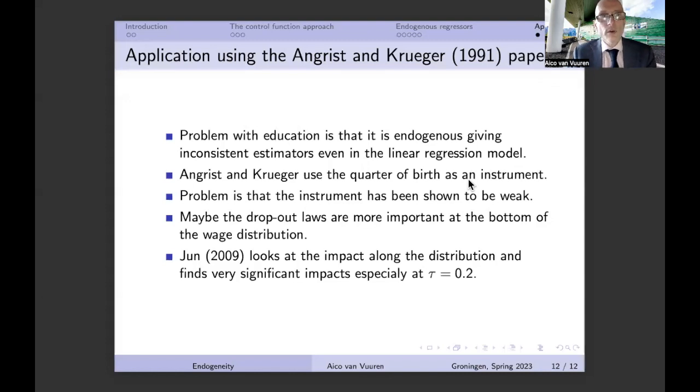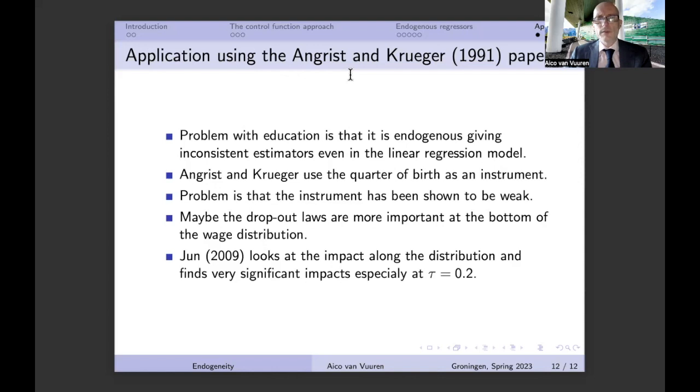I would now like to go on with an application, and the application that I would like to look at is the paper of Angrist and Krueger, 1991, published in the Quarterly Journal of Economics. This is actually not my own application, but it's from a paper that I already talked about, published in the Journal of Econometrics in 2009. But first, something about the Angrist and Krueger paper.